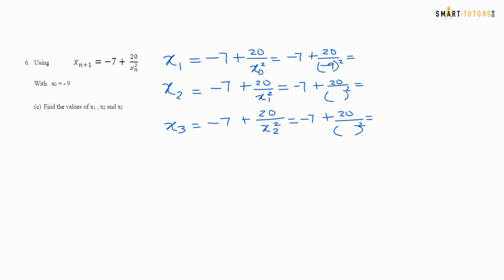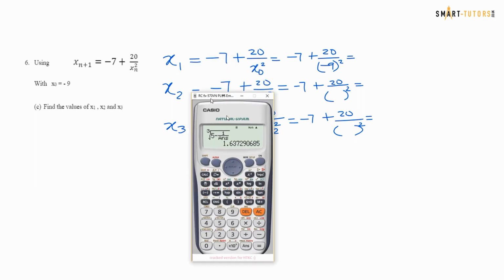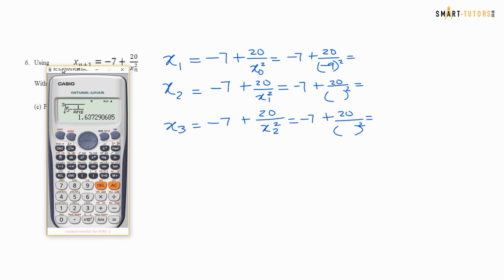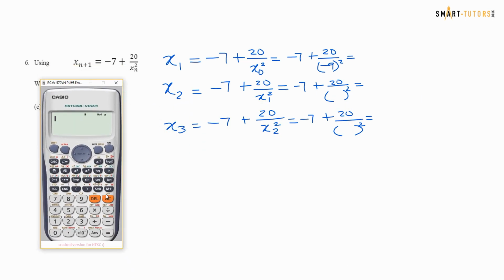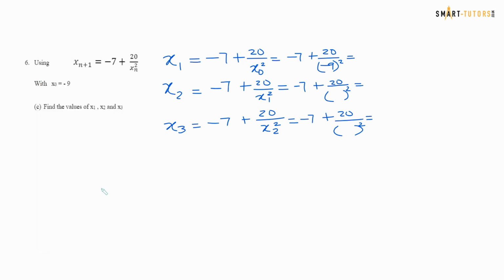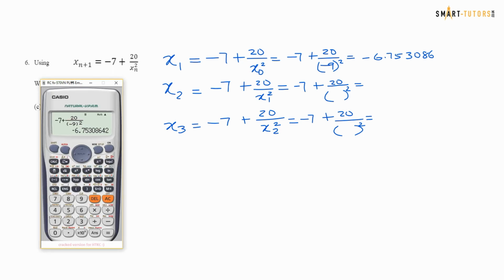It's a matter of pressing the calculator, but you need to cleverly use the calculator to save some time. So let me do this question quickly with the scientific calculator here. So minus 7 plus a fraction, 20 on the top, and now minus 9, so minus 9 and squared, right, and that is going to be minus 6.753086. Is it right? Yeah, that is the memory.